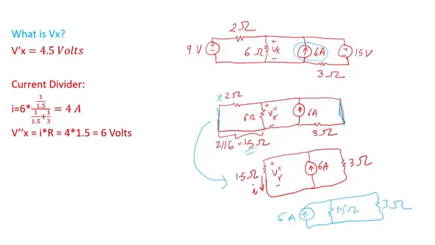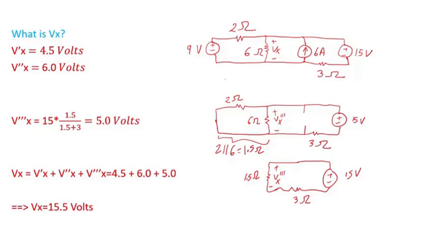I can do current division to calculate the current that flows through the 1.5 ohm resistor. It's 6 amps times 1 divided by 1.5, the entire thing divided by 1 over 1.5 plus 1 over 3. So I get 4 amps. Then I can do Ohm's law across the 1.5 ohm resistor. So Vx second is equal to I times R, so it's 4 times 1.5, which is 6 volts. So I found Vx prime to be 4.5 volts when I left the 9 volt on and the other sources off. Now I found Vx second to be 6 volts when I left the 6 amp source on.